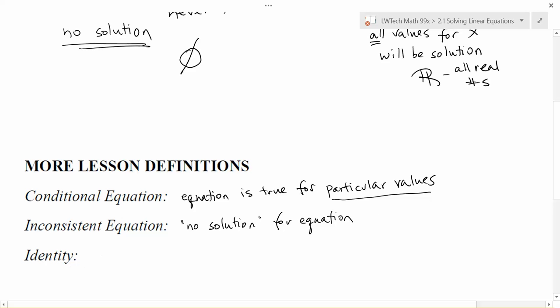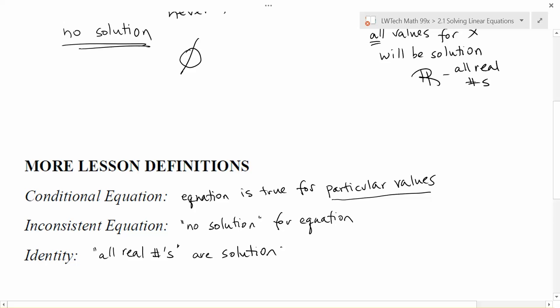The other type of equation that we sometimes get is called the identity equation, and this is the all real numbers are a solution for our equation. And again, that happens when you try to solve, the variables drop out, but you're left with something that's true, which means no matter what variable that you pick, it will always work. All real numbers are solutions.